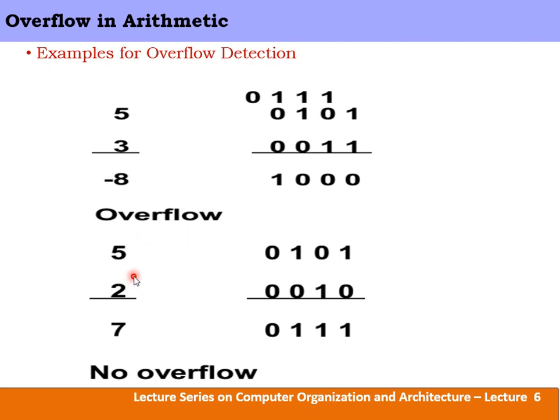Similarly, take a second example, 5 plus 2. I want to perform addition of these two numbers. 5 is represented as 0101, whereas 2 is 0010. Perform addition of these two numbers. 1 plus 0 is 1, 0 plus 1 is 1, 1 plus 0 is 1, and 0 plus 0 is 0. Observe this addition operation. There is no carry generated into the MSB, and there is no carry out of the MSB. Thus we say that there is no overflow.